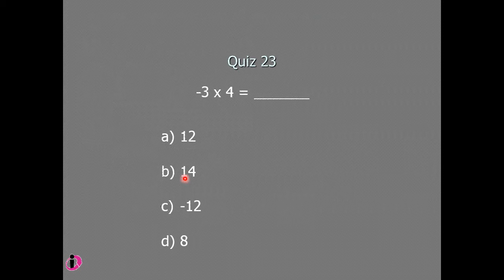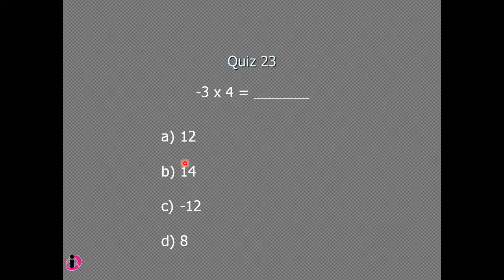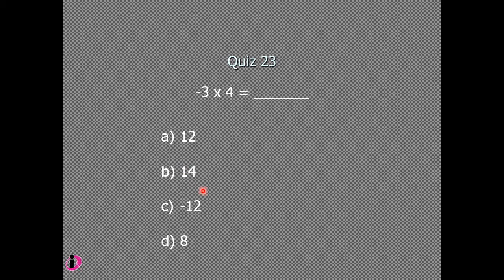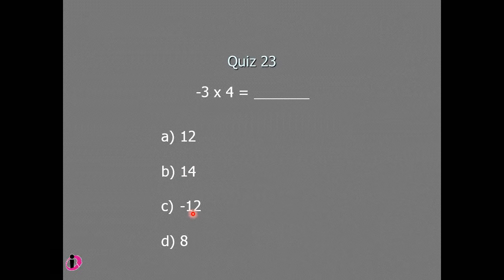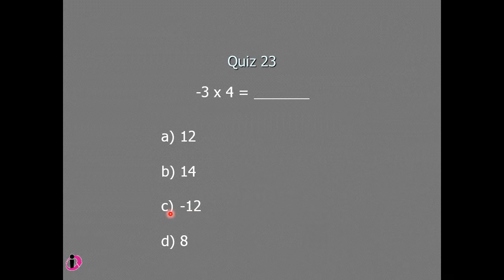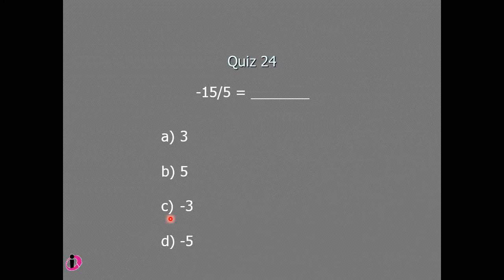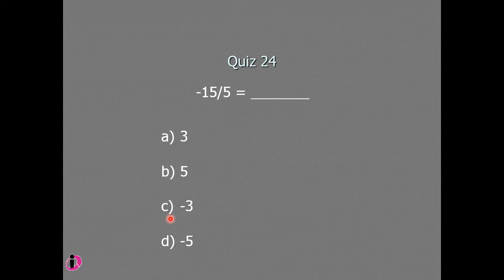Okay, negative 3 times 4. Negative 12, right? It's one single negative sign, which is odd, right? Odd number of negative signs. Right answer is C. Negative 3. So right answer is C again.